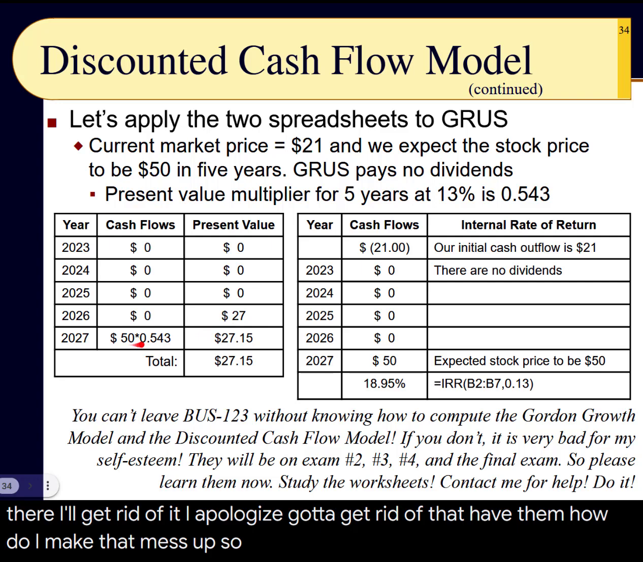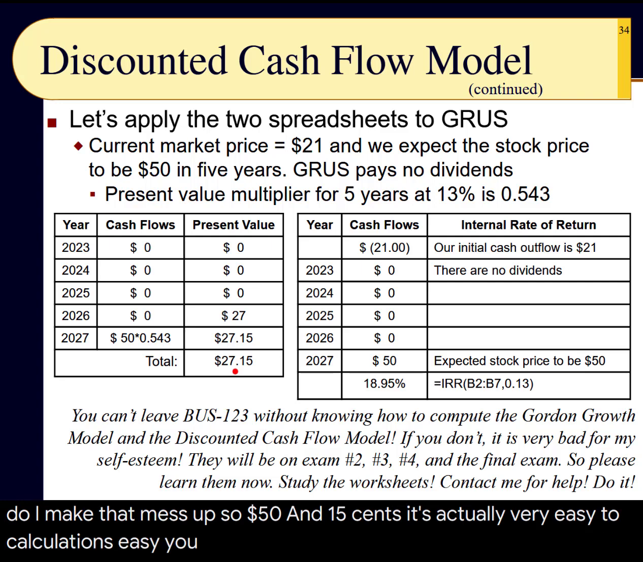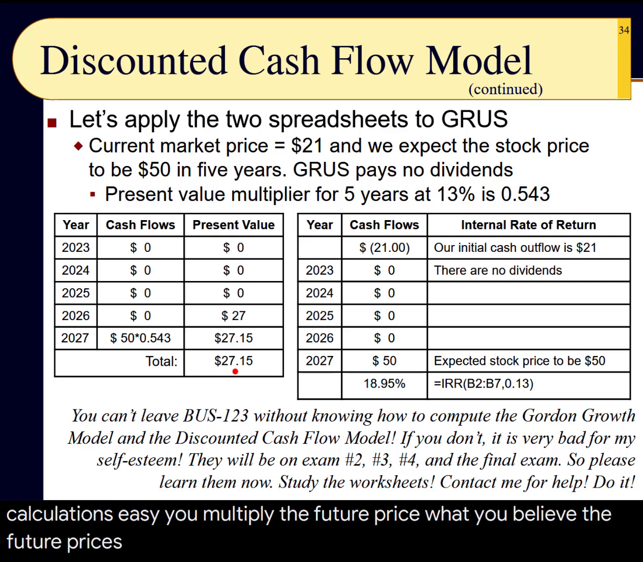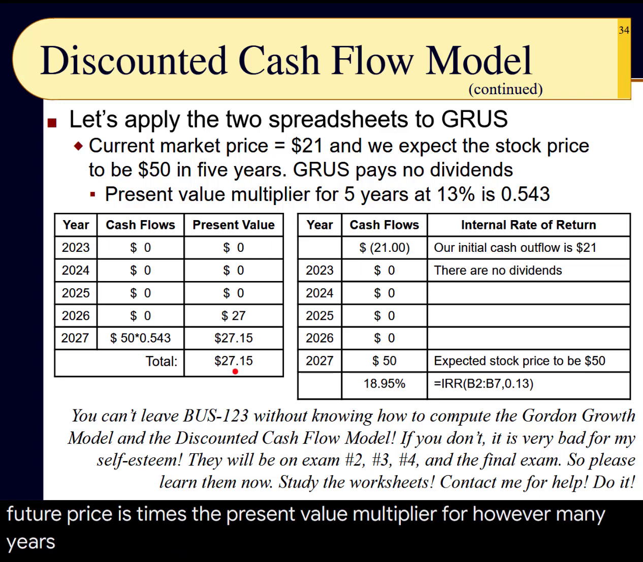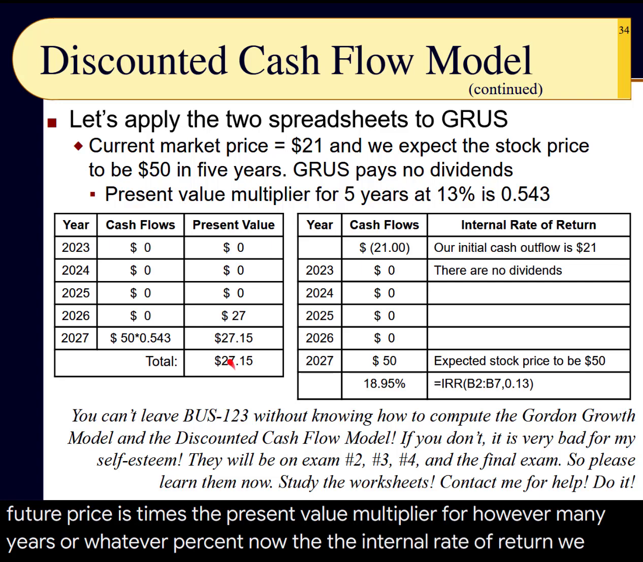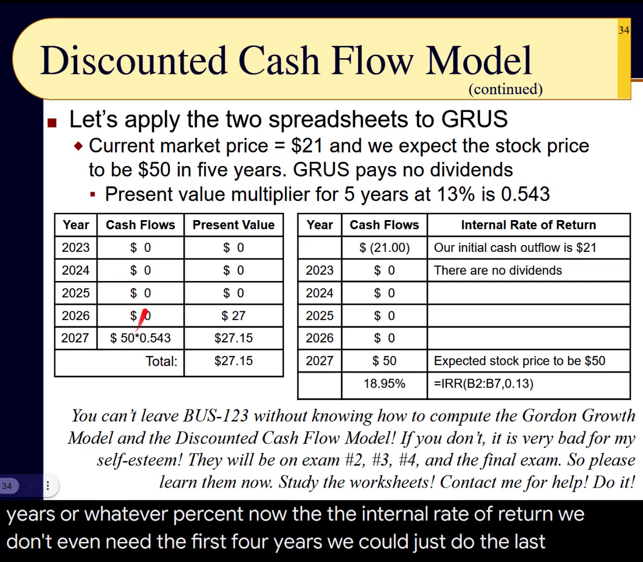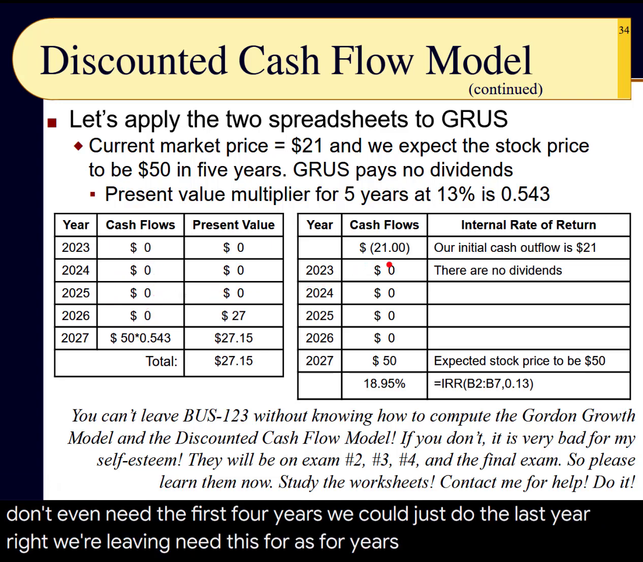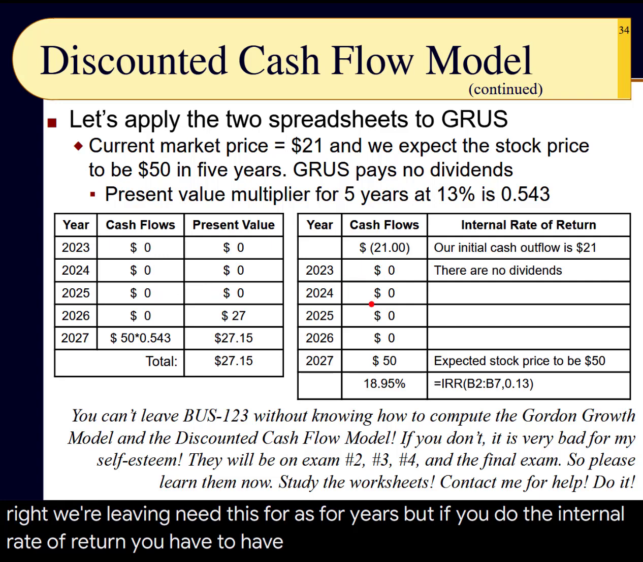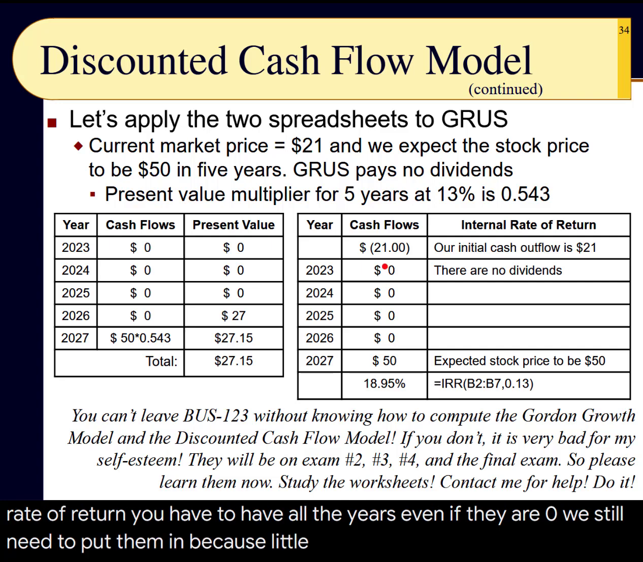So $50 times 0.47 is $27.15. It's actually very easy. The calculation's easy. You multiply the future price, what you believe the future price is, times the present value multiplier for however many years at whatever percent. Now, the internal rate of return, no, we don't even need the first 4 years. We could just do the last year, right? But if you do the internal rate of return, you have to have all the years. Even if they are zero, we still need to put them in because it'll mess it up like crazy.